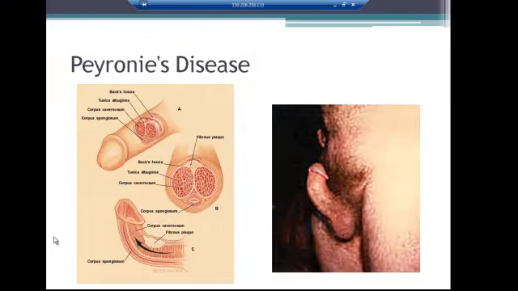Actually, I must have had the picture in this one. Sorry, guys. So in the diagram, you can see where they're saying this fibrous plaque forms. This would be on the anterior surface of the penis itself, and then on the right is a picture of an erect penis with Peyronie's disease.